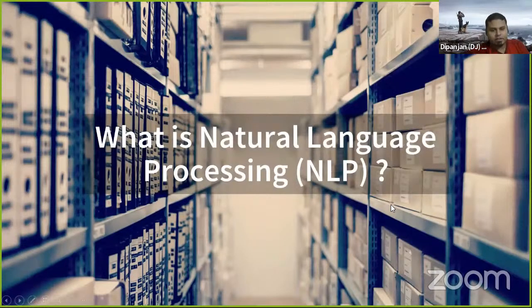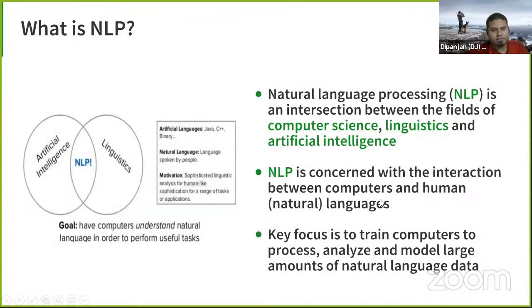So let's go into what is natural language processing. To formally define it, NLP is an intersection between the fields of computer science, linguistics, and artificial intelligence. The main concern of NLP is to understand the interaction between computers and humans, or the natural language as we call it, and to enable us to train computers in such a way that we can process, analyze, and model this natural language data. The whole perspective here is to understand natural language in such a way that we can perform slightly more complex and sophisticated tasks with regard to understanding language, processing it, and applying it in various applications, which we'll see shortly.